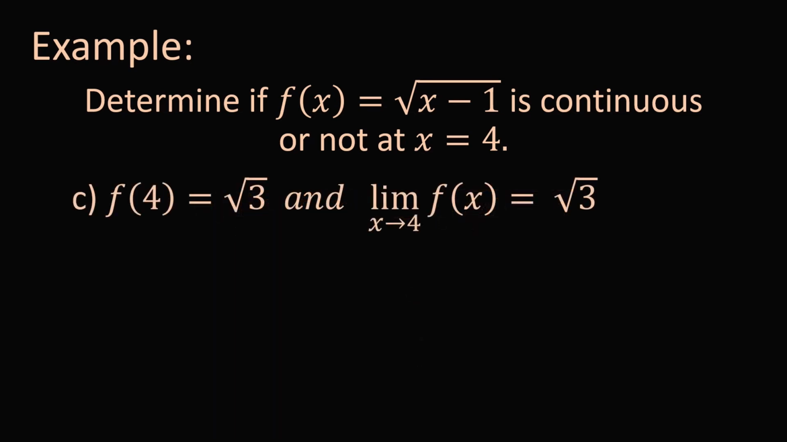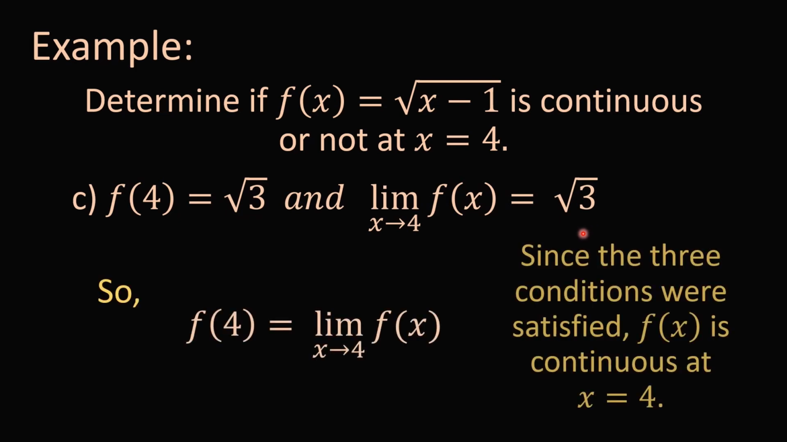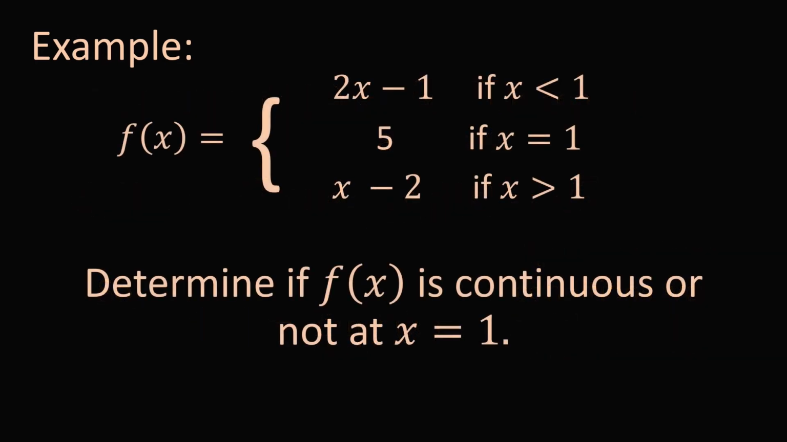So, since same lang yung nakuha natin na values sa condition A and condition B, then we can safely say that the given function is continuous at x is equal to 4. Now, how about this piecewise function? We have f of x is equal to 2x minus 1 if x is less than 1, 5 if x is equal to 1, and x minus 2 if x is greater than 1. We are going to determine if the given function is continuous or not at x is equal to 1.